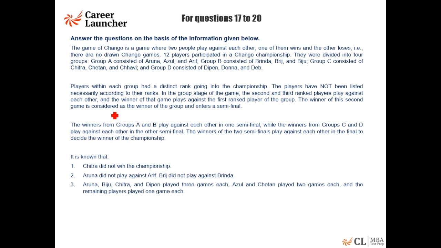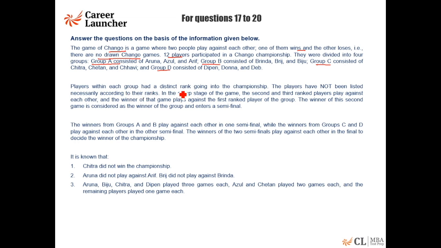Okay, now this set of tournaments. Game of Chango is a game where two people play against each other. One of them wins and the other loses. That means there are no drawn Chango games. 12 players participated in a Chango championship. They were divided into 4 groups, Group A, B, C and D, each consisting of 3 players each.